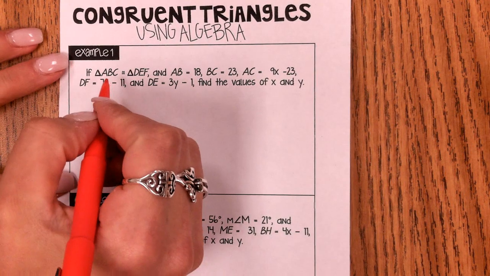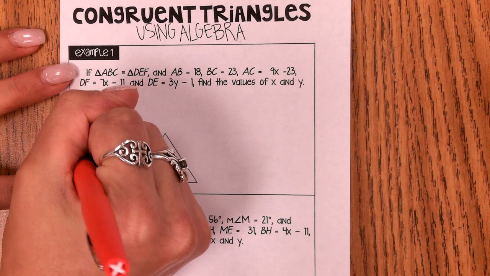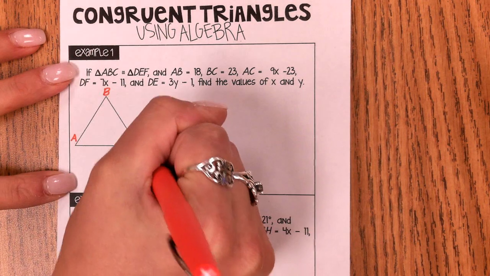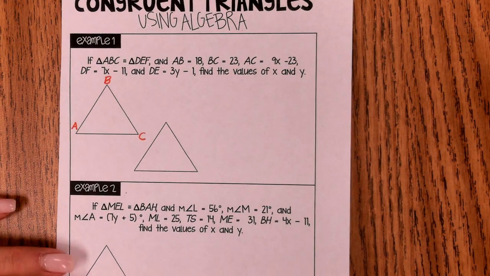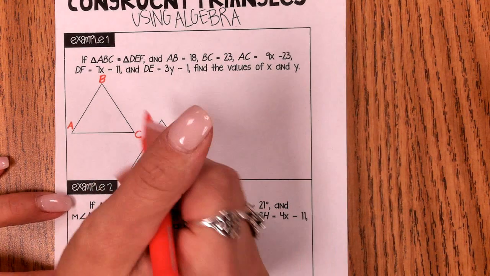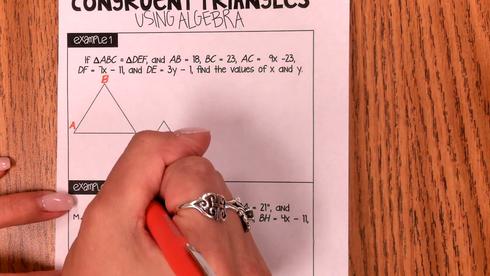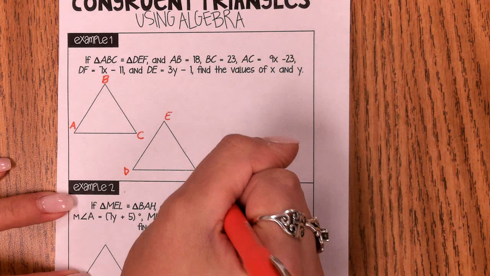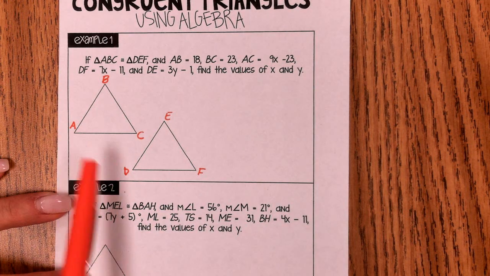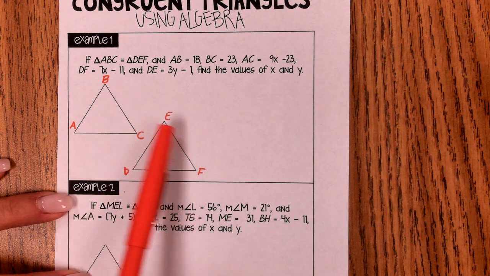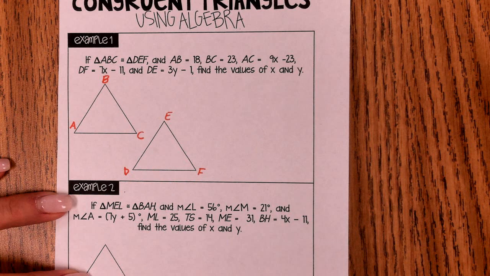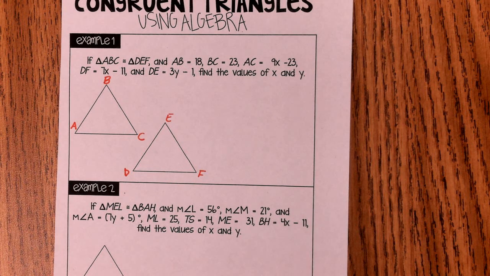Okay, so it says triangle ABC. So the first thing you should be doing is labeling the angles A, B, C, and then it is congruent to triangle DEF. The angles need to be corresponding: A to D, B to E, C to F. Then it's giving us some measurements that we need to label.